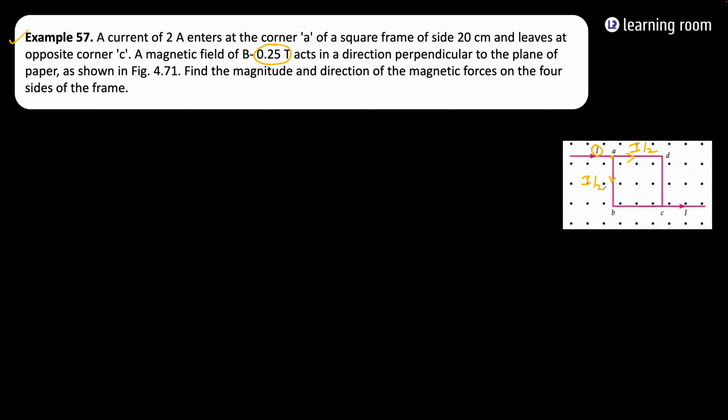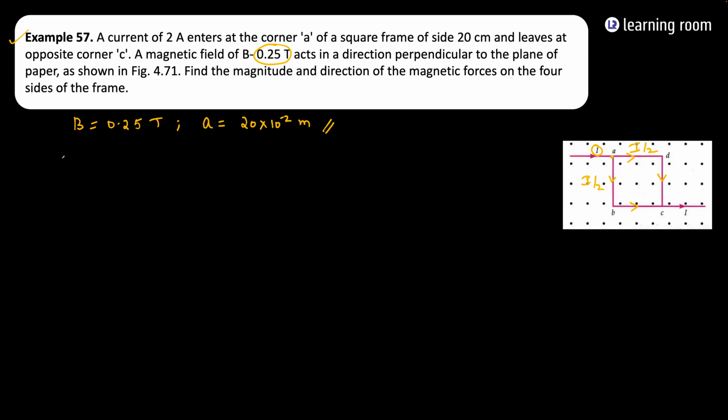Makes sense? So this I by 2 will flow across BC also, and this I by 2 will flow across DC also. So these I by 2s put together is going to be the value of current that is coming out of the system. Makes sense? Okay. So what is the value of magnetic field? It is 0.25 Tesla. Side is going to be 20 centimeters, so 20 into 10 power minus 2 meter. Find the magnitude and direction of the magnetic forces on the 4 sides of the frame.